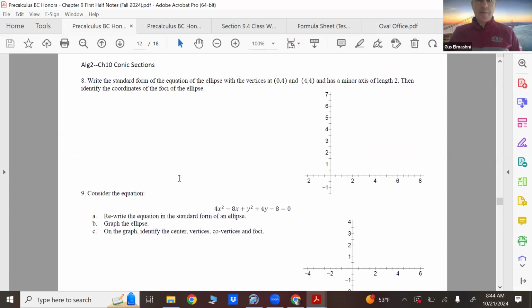So let's take a look at 8. You have to write an equation of an ellipse in standard form. The vertices are (0, 4) and (4, 4). So (0, 4), (4, 4). And where's the center going to be? 2, yeah, good. Now, that's going to be the major axis, right? Because they say that the minor axis has a length of 2, so the minor axis is going to look more like this.